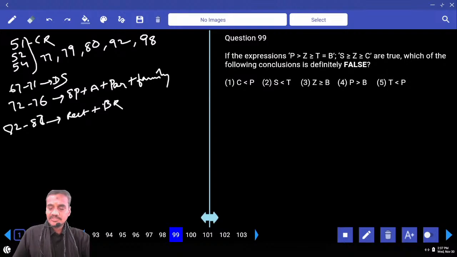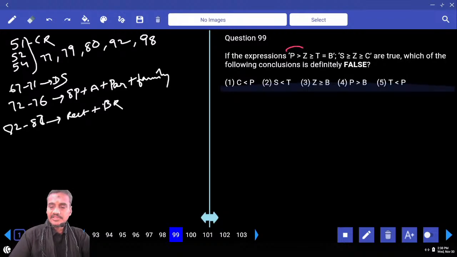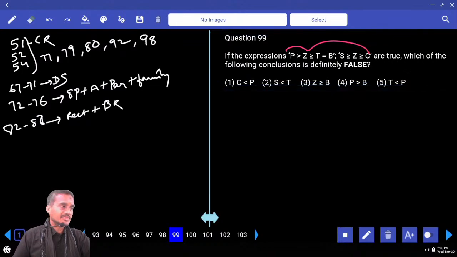inequalities. Which of the following conclusions is definitely false? C lesser than P. Now P to C: P greater than Z, Z greater than C means P greater than C, so C lesser than P is true.